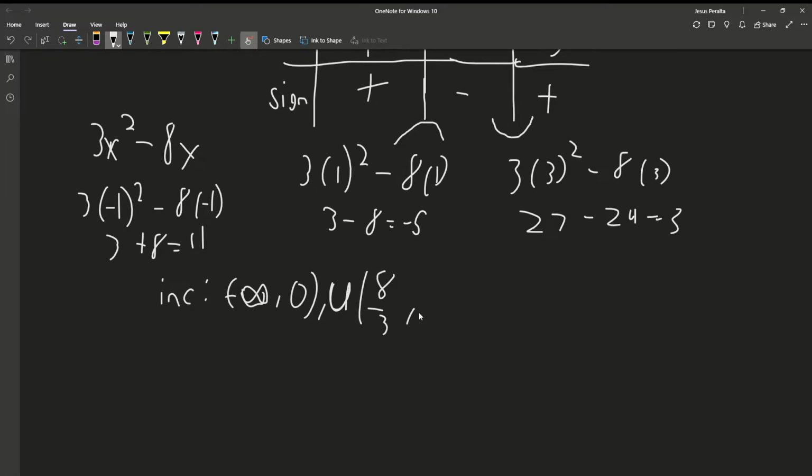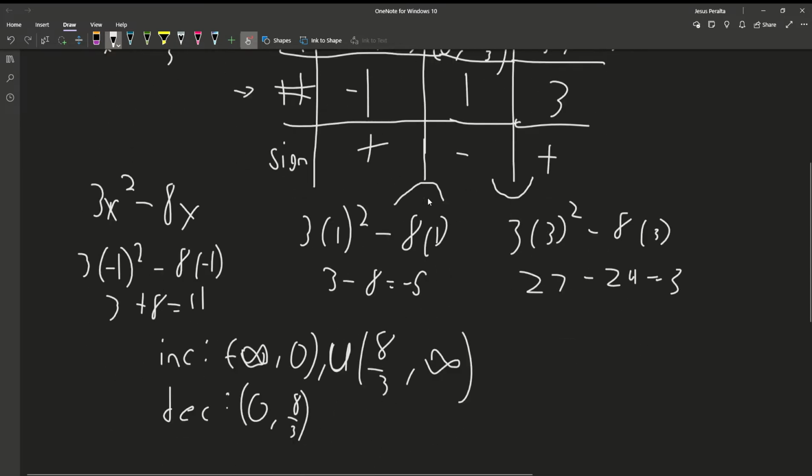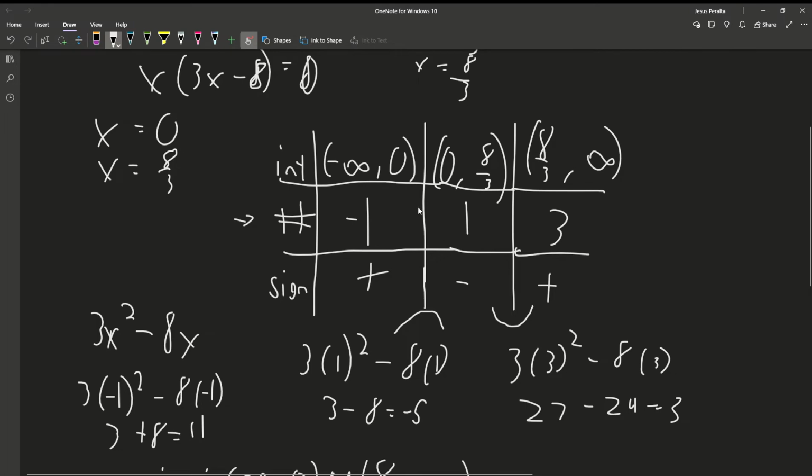8/3 comma infinity. My infinity symbols are looking bad, but hang in there with me. And our decreasing is from 0 to 8/3. And our relative max and min are at x values. So we see right here, let me get a different color so we could see this.